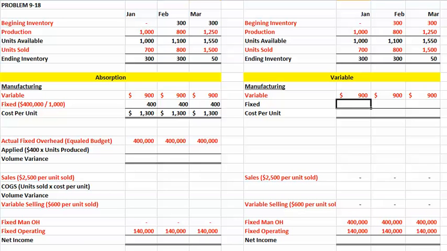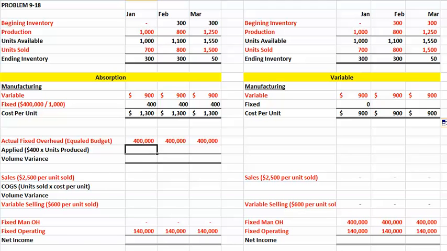Our fixed cost per unit under variable costing is 0. And again, that's because our fixed cost flows directly to the income statement. So our cost per unit will be 0 fixed plus 900 variable, $900 per unit. Let's go ahead then and look at how much overhead we're going to apply.